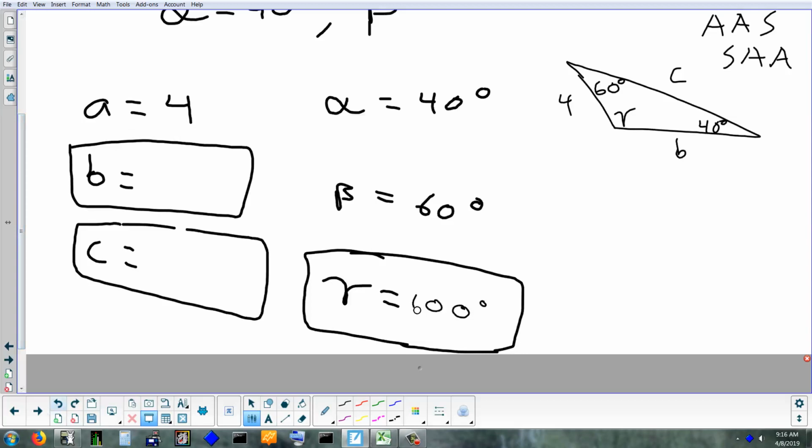So let's put that in right there. So that's supposed to be 80. 80, yes. Thank you. 80. All right. So that's actually good that I did that. I wrote 100. I had it wrong.